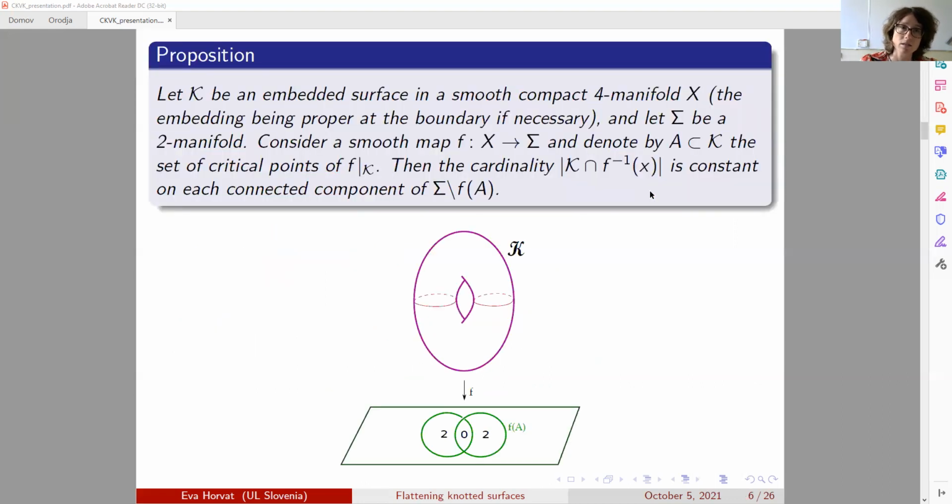The general setting is described in this proposition. So if we have any four manifold X and a smooth map f from X to a two-manifold sigma, which will usually be a two-plane or a two-sphere, then we may consider the set of critical points A of the restriction of this map to an embedded surface K. And the cardinality of the fibers of this restriction is constant on each connected component of the complement of the critical value set f of A.